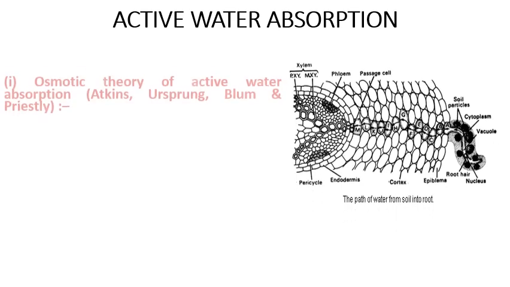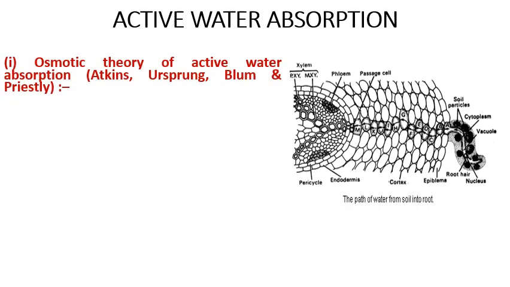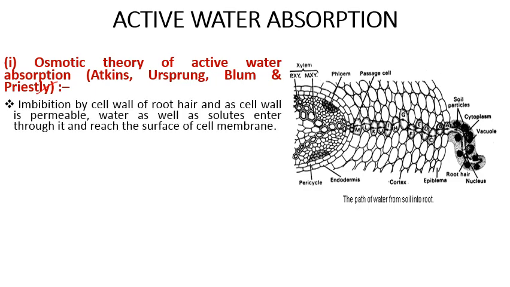Next is active water absorption, and there are two theories of active water absorption. One is the osmotic theory, and the second one is the non-osmotic theory. The first one, the osmotic theory of active water absorption, was given by Atkins, Ersprung, Blum, and Priestley. According to this theory, imbibition by the cell wall of root hairs occurs, and as we know that the cell wall is permeable, water as well as solutes enter through it and reach the surface of the cell membrane.